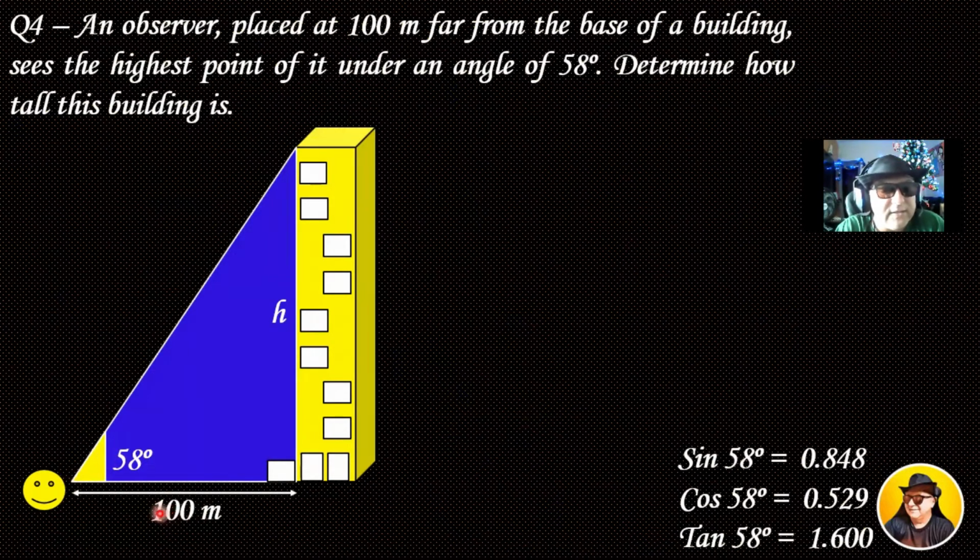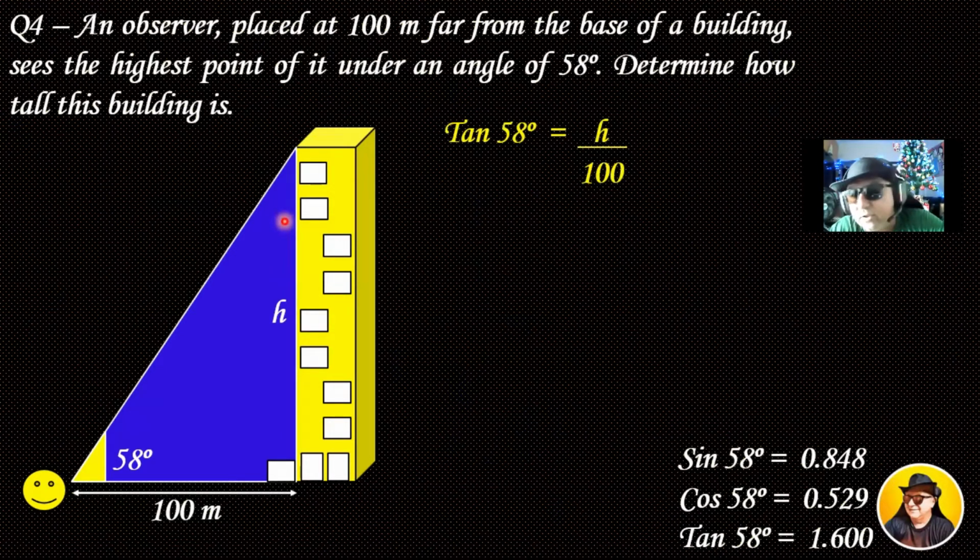And this is what? This is the adjacent side, isn't it? Very good. And what is this that we want to know? This is the opposite side. So according to the definitions of sine, cosine, and tangent, we are going to apply a tangent. Very good, because it involves the opposite side and the adjacent side. Okay, so tangent of 58 degrees is h over 100.